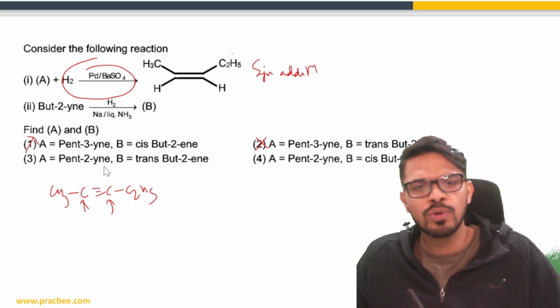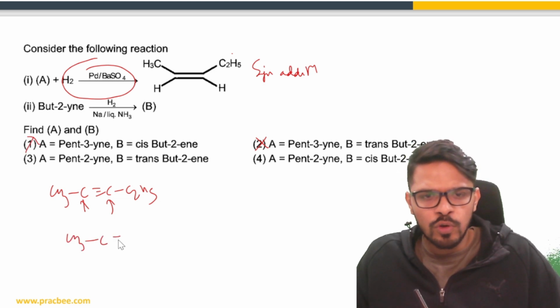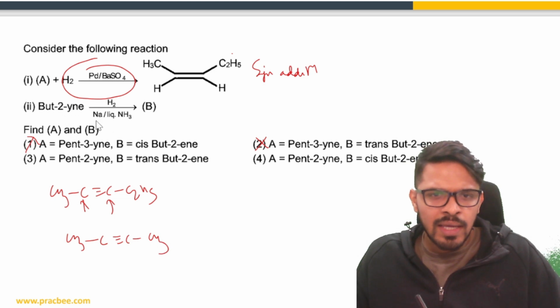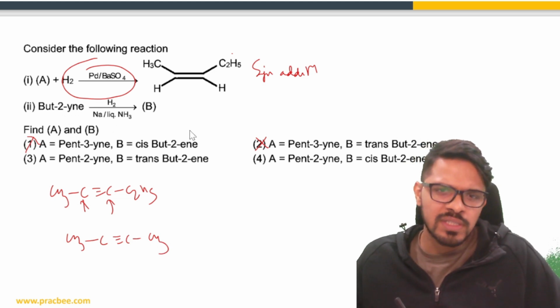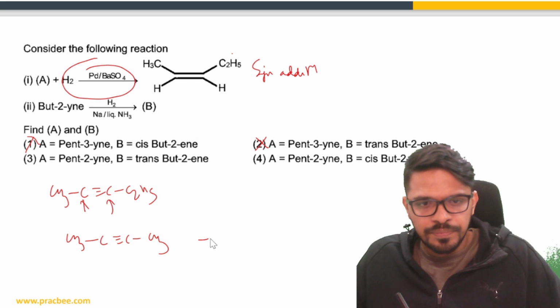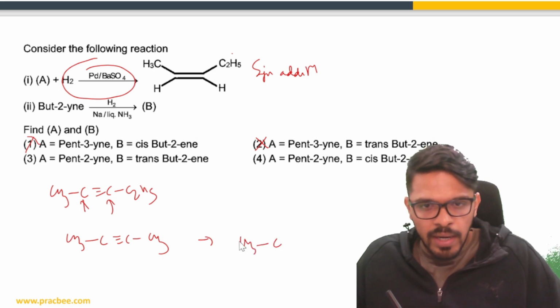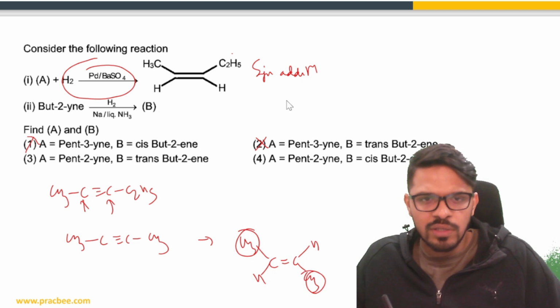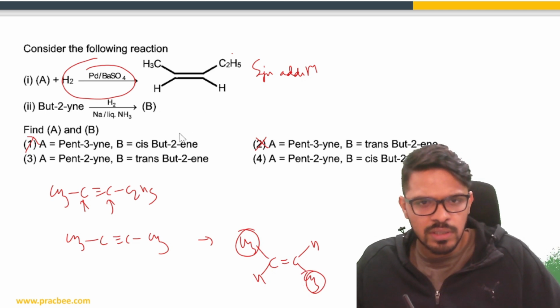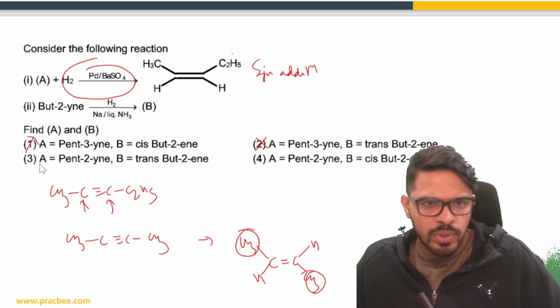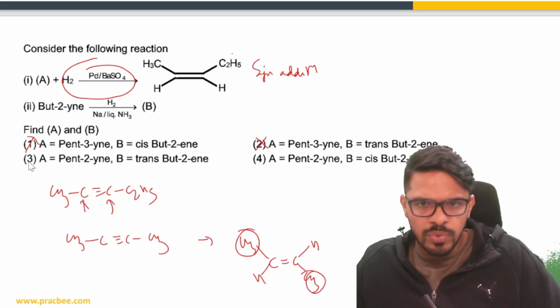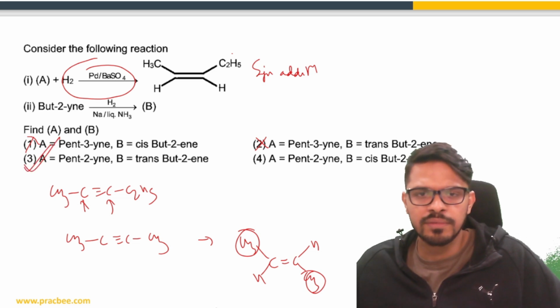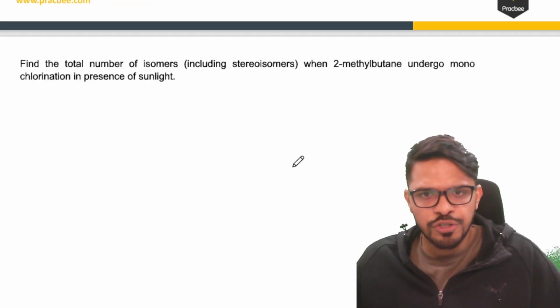And second is but-2-yne. So I hope you know Na, liquid ammonia with H2 is basically Birch reduction. We get anti-addition product, right? CH3 like this. Trans product or anti-addition product, right? So this is trans but-2-ene, trans but-2-ene. The correct answer is 3. Very simple question.